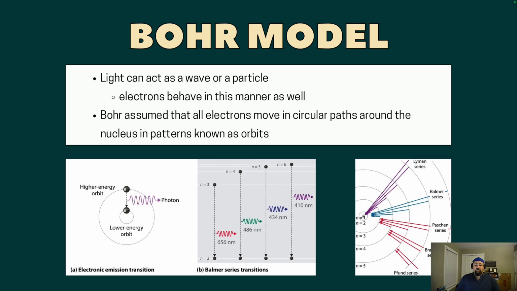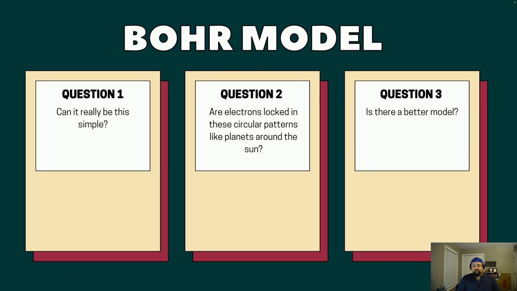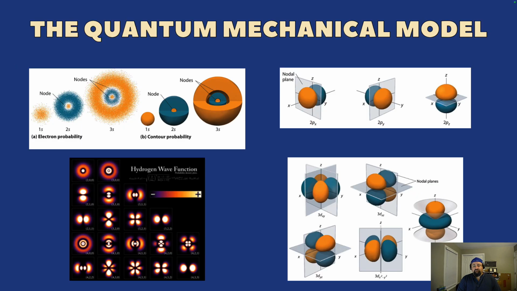So n equals 1 only has one sublevel. n equals 2 has two sublevels. n equals 3 has three sublevels. And that's what we're going to see here, how they look.